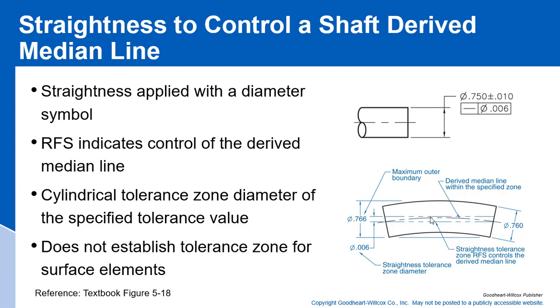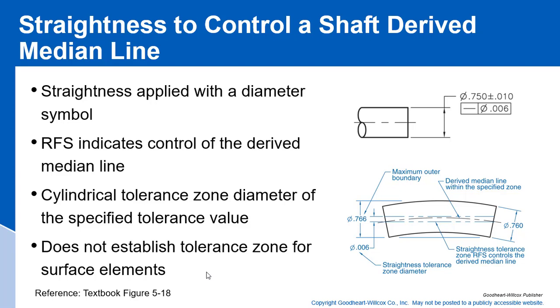So here's our derived median line. And the cylindrical tolerance zone is a diameter of the specified tolerance value. That's our tolerance zone right here. And it does not establish a tolerance zone for surface elements. It's only establishing a tolerance zone for the derived median line. That's a little bit different.